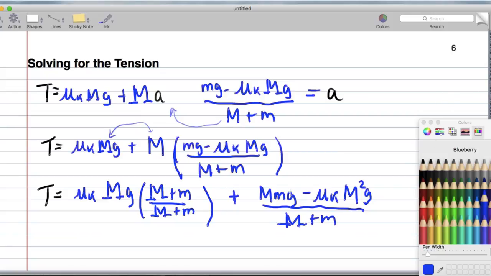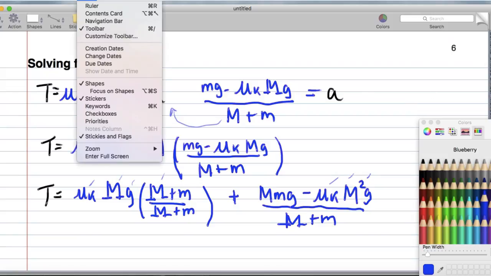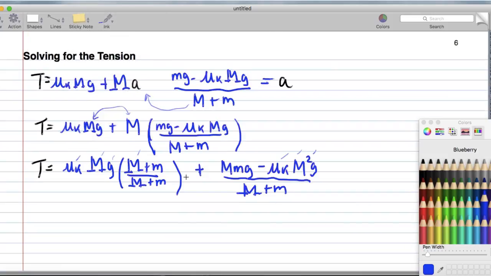All right, let's simplify this out. Here's what I'm noticing. I've got a positive mu k big M g big M and a negative one here, so those cancel. And then I have a mu k big M little m and a mu k big M little m here. So when I solve for the tension and simplify, I'm going to end up getting the tension equals 2 mu k little m big M times g over big M plus little m.